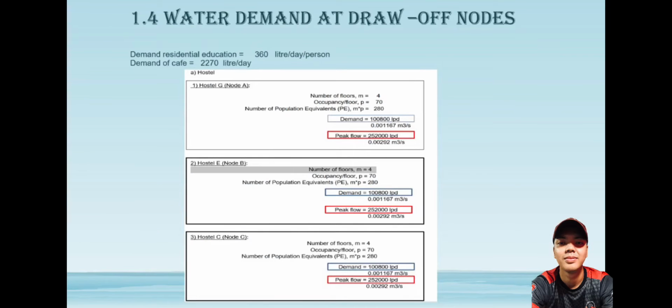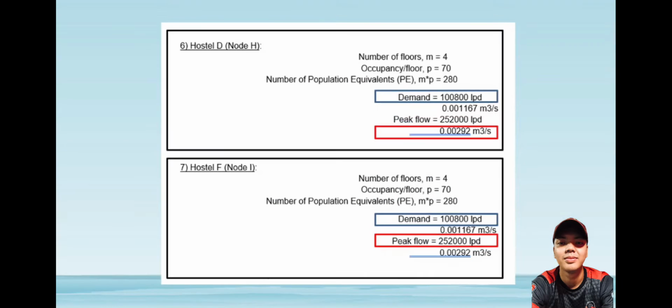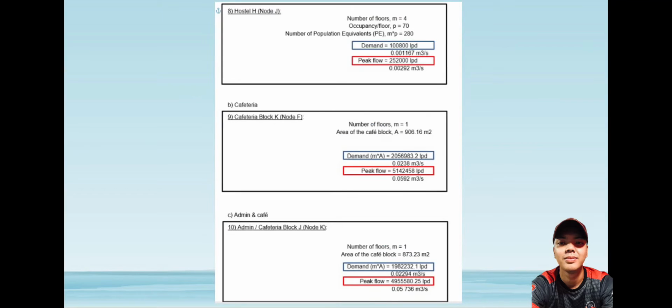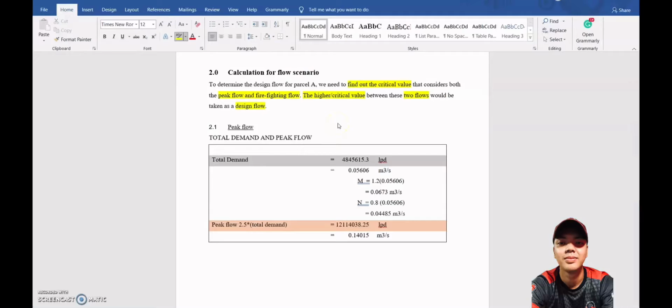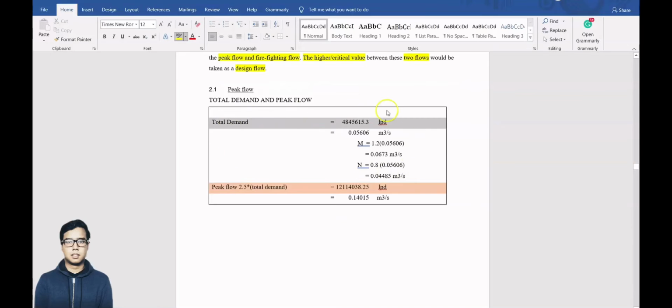For 1.4, it shows the water demand at draw-off nodes. What we have here are the demand and peak flow for the hostel, GEC, AD, DF, and H. Not to forget the cafeteria block K and admin block J. For the calculation of the flow scenario, we have to find out the critical value that considers both peak flow and firefighting flow. So this is the calculation on how to get the peak flow.